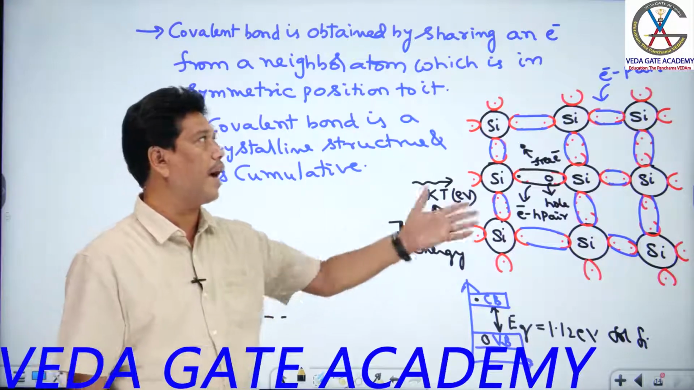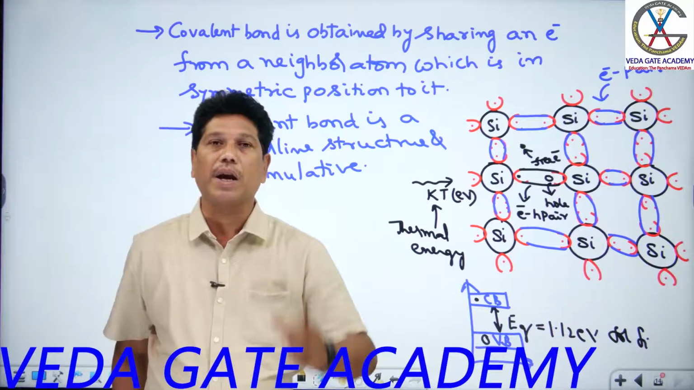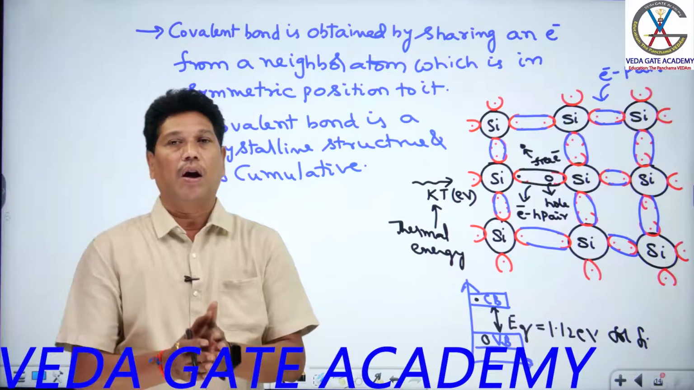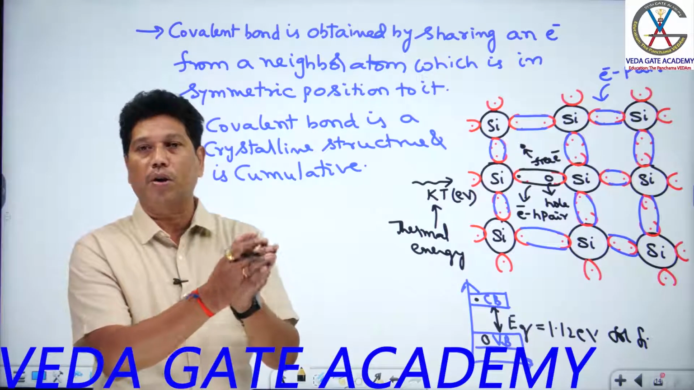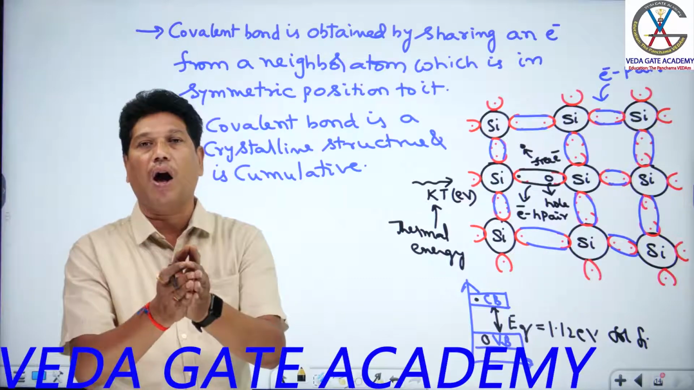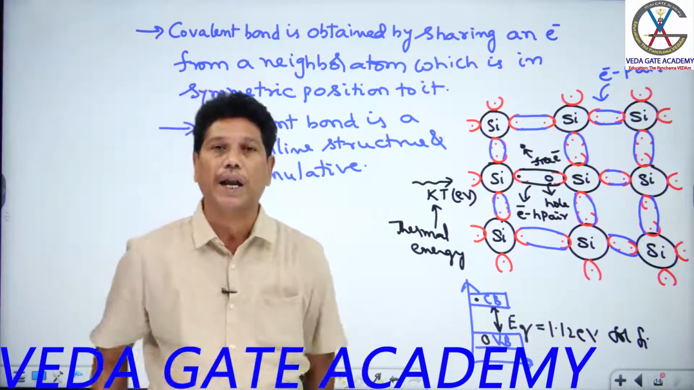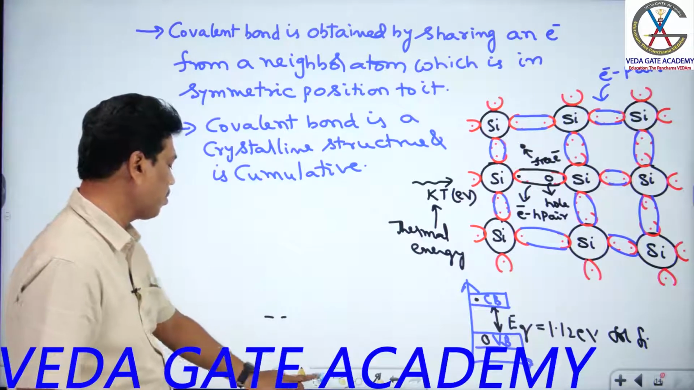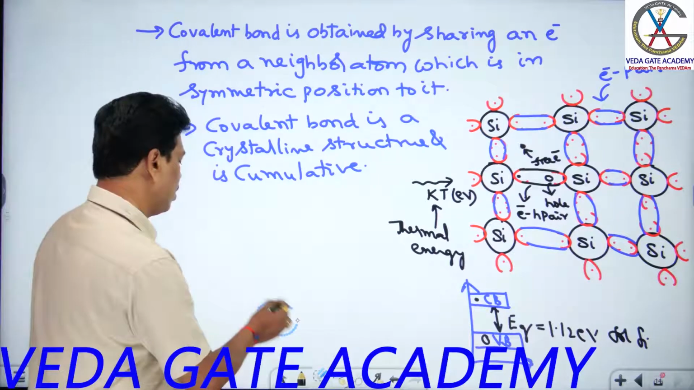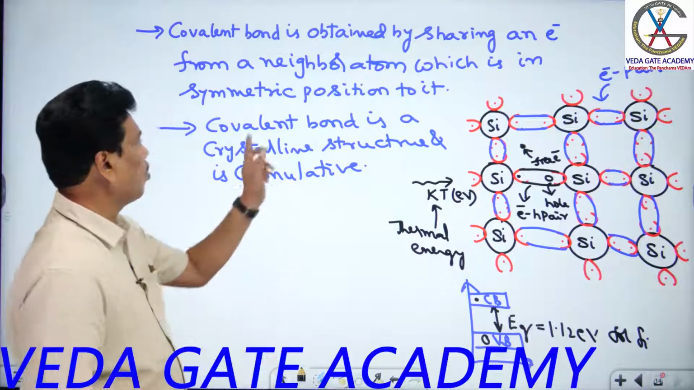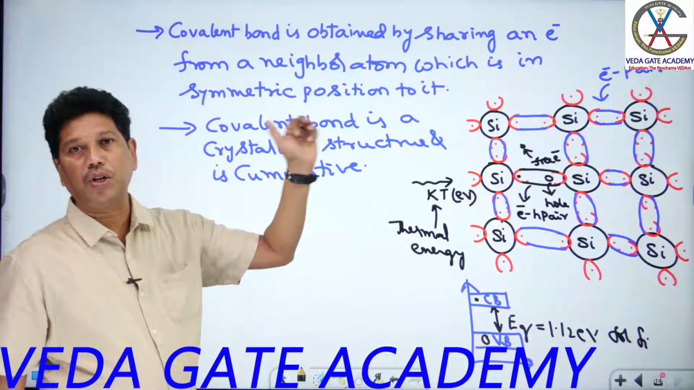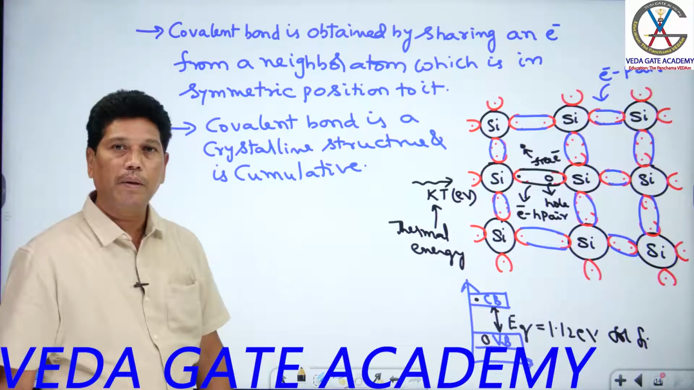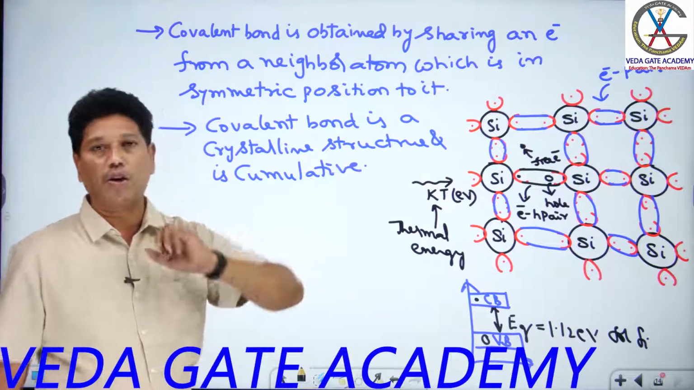The process of adding impurity is called doping. The process of adding impurity is called what? Doping. The resultant is a doped or extrinsic semiconductor. Understand, students? A covalent bond is obtained by sharing one electron from each neighbor atom. A covalent bond is a crystalline structure. Every covalent bond contains an electron pair.